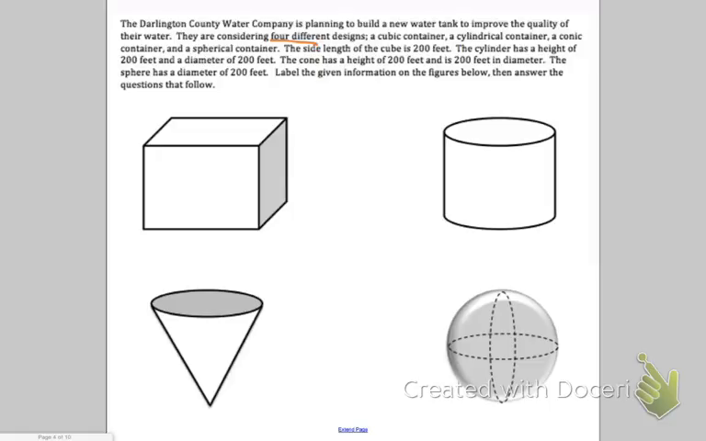So pause this video, try to fill in the dimensions of each of the 4 shapes that were given based on either the diameter, the height, or the width, and unpause it for the solutions. So for a cube, since we know all sides of a cube are the same, the length, the width, and the height would all be 200 feet.